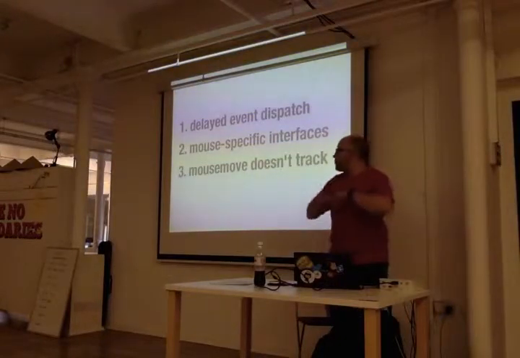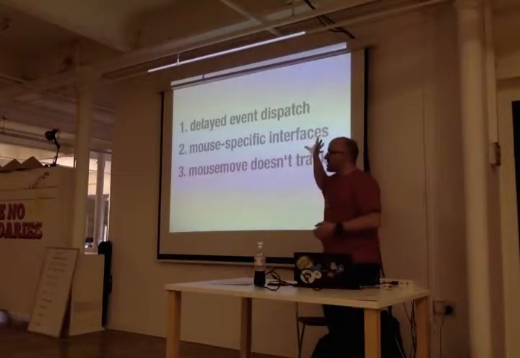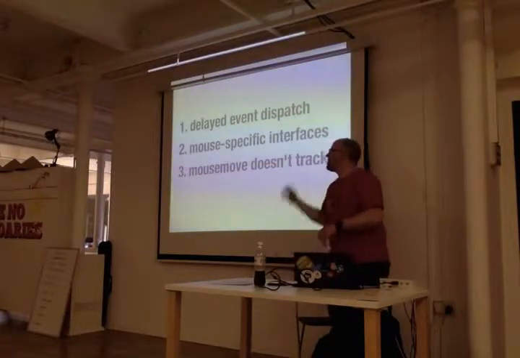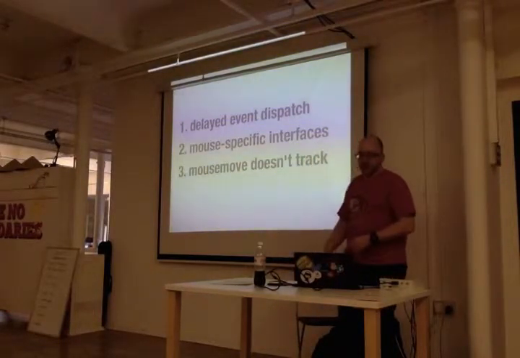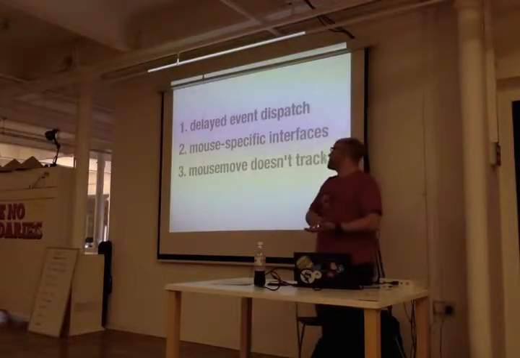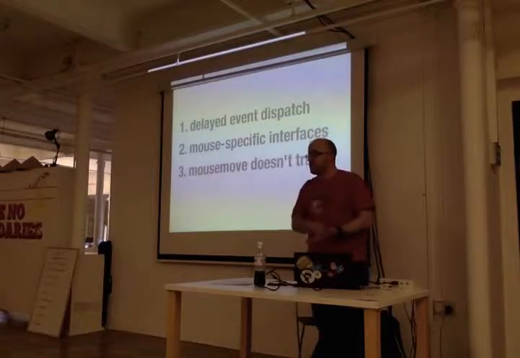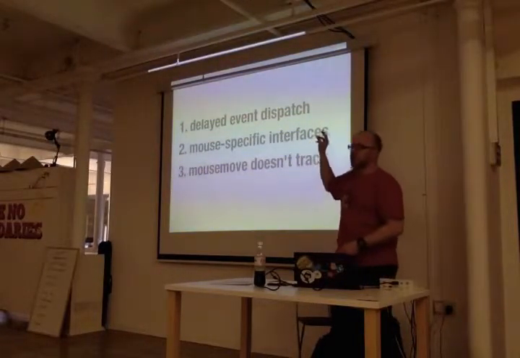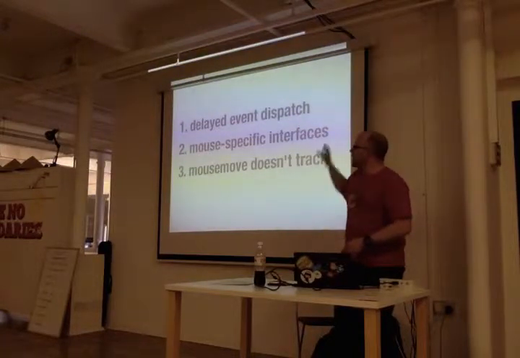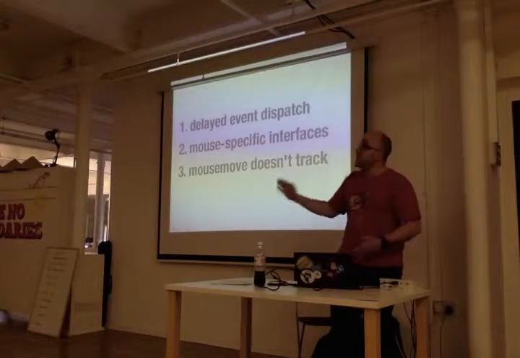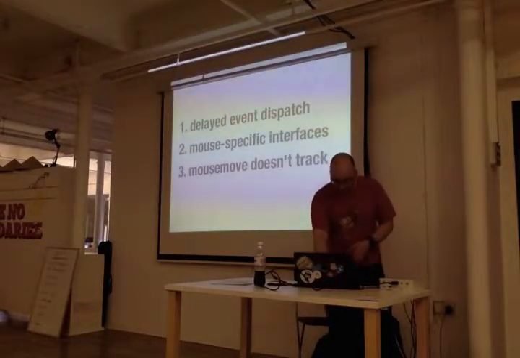There are three broad areas. The second one I'm only going to skim over, because I could spend, yet again, loads of time on it. The three main things I want to mention are delayed event dispatch, mouse-specific interfaces, and the fact that mouse move doesn't track. Well, you already had the hint there before. There's a single sacrificial mouse move being fired, but mouse move doesn't track if you move the finger around. It doesn't fire multiple mouse moves, but I'm getting ahead of myself.